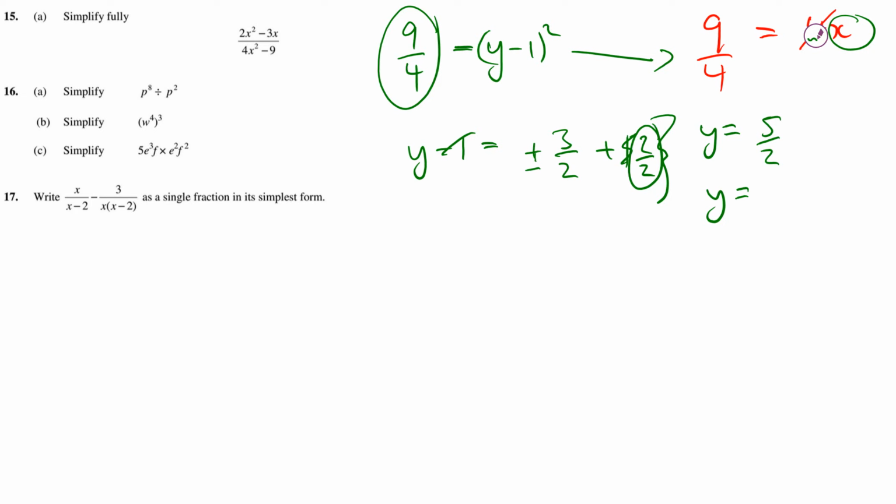So 2 plus 3 is 5. And 2 minus 3 is minus 1. Nice one. And it's over 2. So basically, if you have the minus over there, you should really put it in the front. Do you know what I mean? So minus a half.